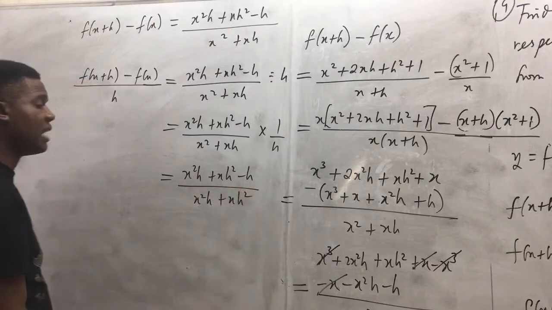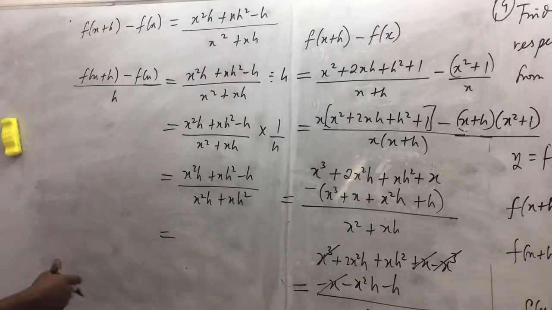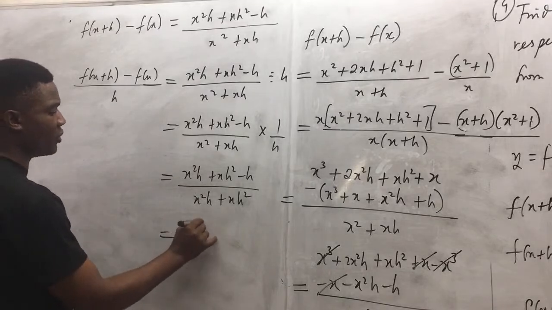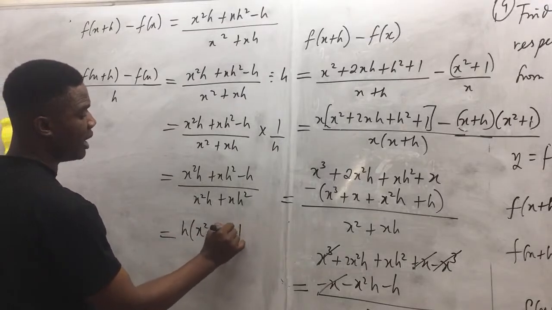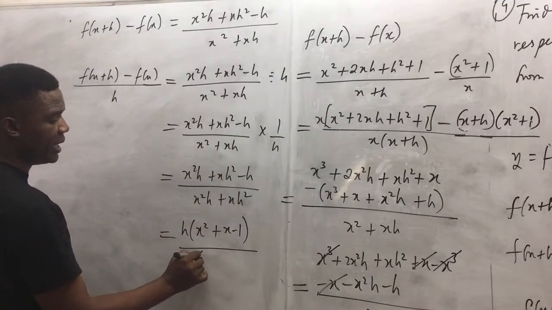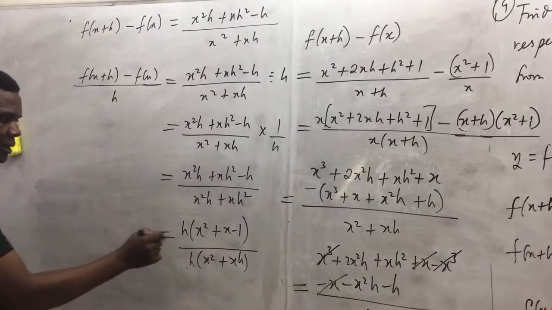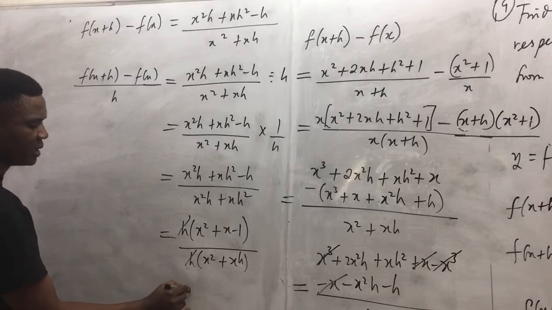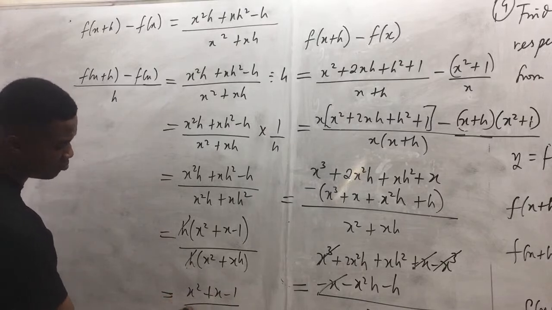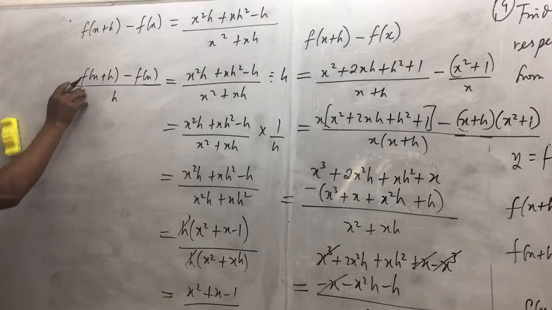Now, I could have cancelled at the very beginning by factorizing and cancelling, so I can still do that at this stage. So h comes out in the numerator to give you x squared plus x minus 1, all over h comes out in the denominator to give you x squared in bracket plus xh. Okay? Now this h cancels this h, so we are left with x squared plus x minus 1 all over x squared plus x h. So this is our final expression for this.